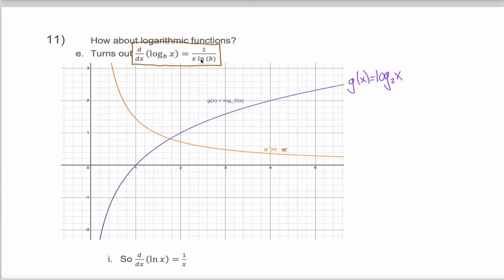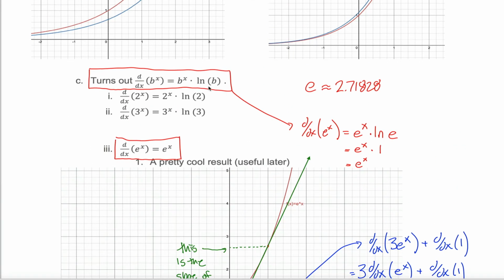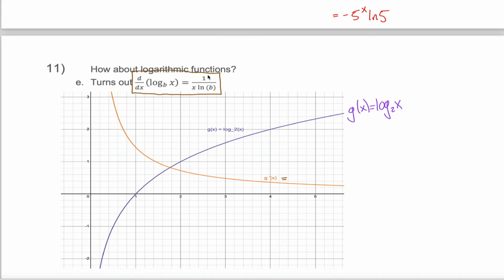It's just you got to remember to tack on this natural log of whatever the base is down here in the denominator. Kind of like the rule up here where we got to make sure we tack on the natural log of the base. But when you're dealing with exponential functions, you just multiply it by that natural log of the base. When you're dealing with logarithmic functions, that natural log of the base ends up down in the denominator. So if my function is log base 2 of x, my derivative is 1 divided by x times the natural log of 2. That's what you see pictured in orange here.